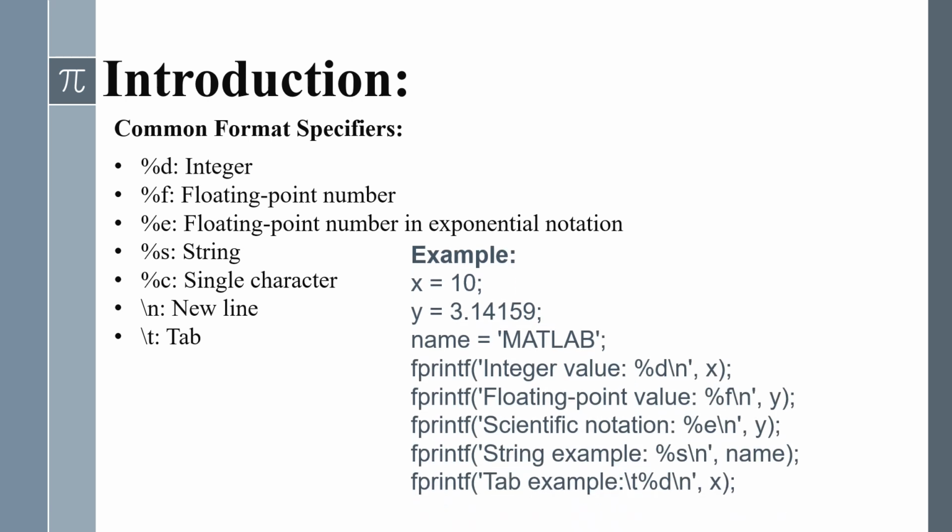Let's look at an example where we display different types of data using fprintf. Explanation of the output of the program: 1. %d prints x as an integer. 2. %f prints y as a floating point number. 3. %e prints y in scientific notation. 4. %s prints the string MATLAB. 5. \t adds a tab space, and \n moves to the next line.